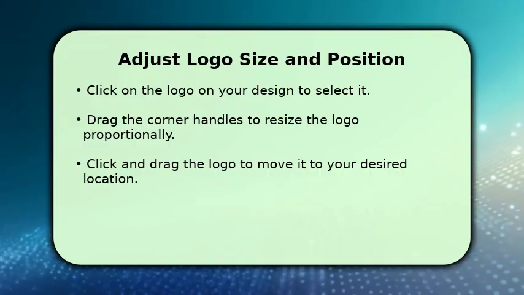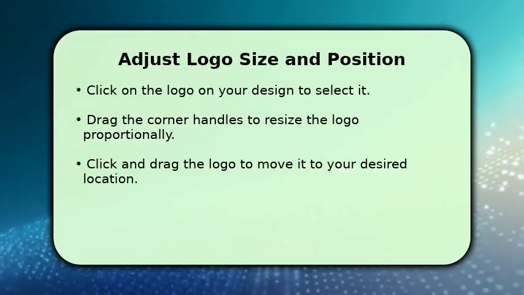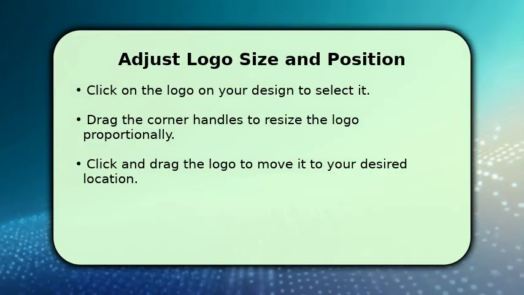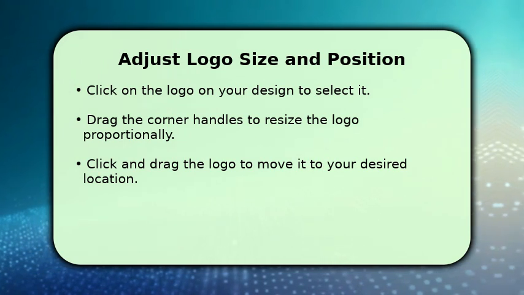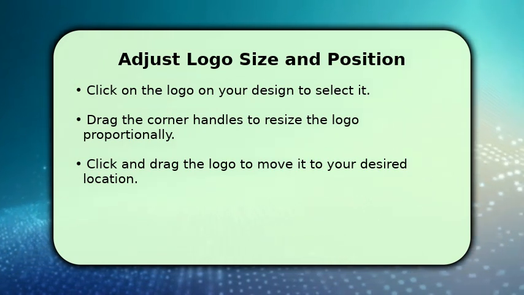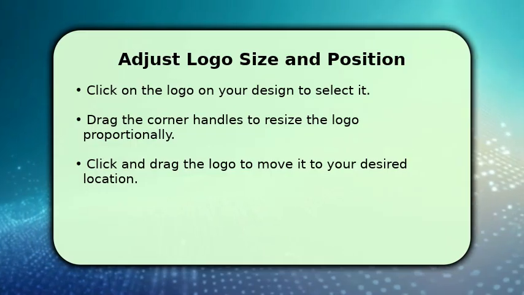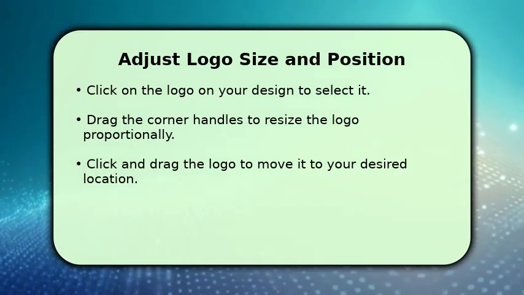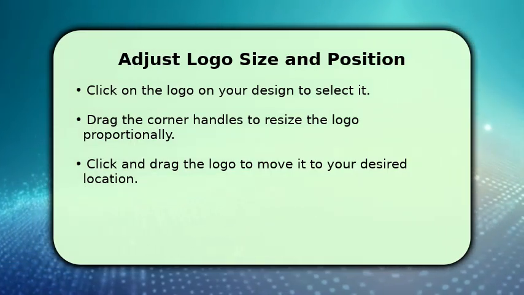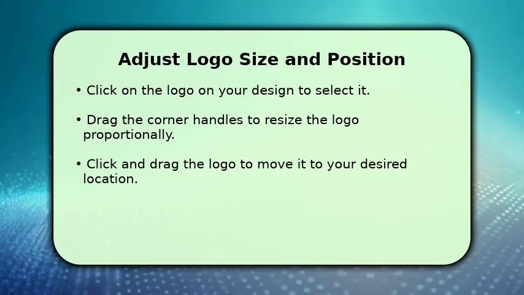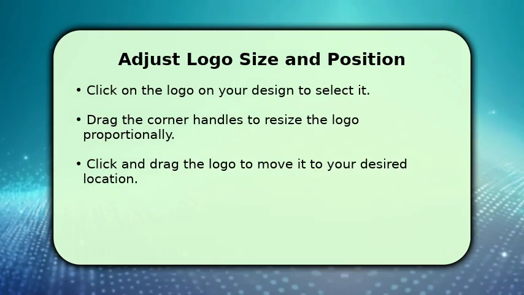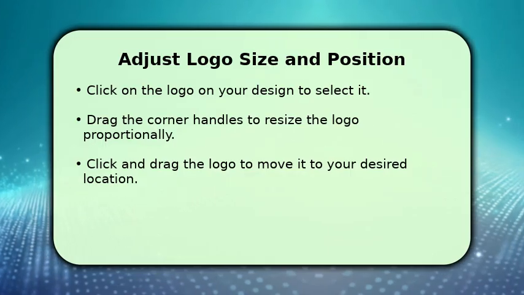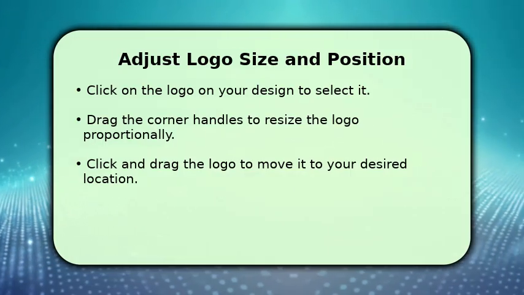With your logo now on the canvas, you can easily adjust its size and position. Click on the logo to select it, then drag any of the four corner handles inward or outward to resize it proportionally. To move your logo, simply click and drag it to your preferred spot on the design. Canva also provides helpful pink alignment guides that appear automatically, assisting you in perfectly centering or aligning your logo with other elements.